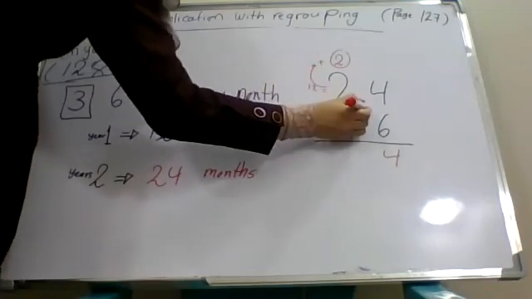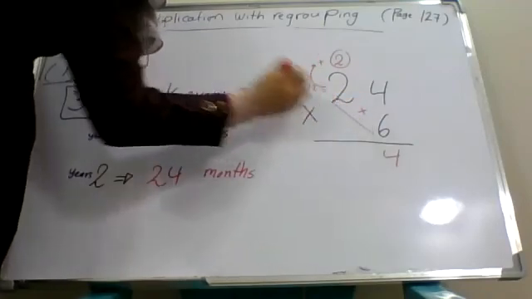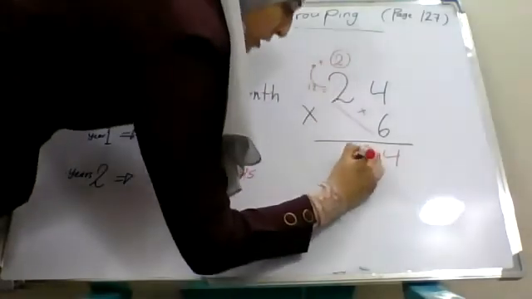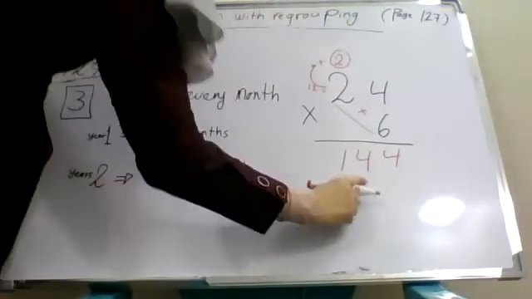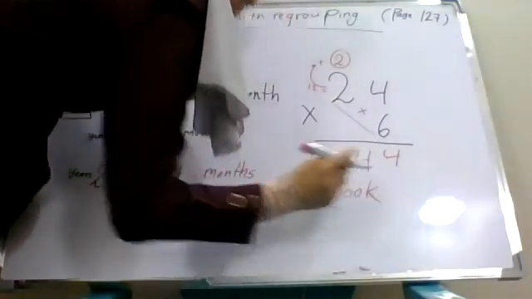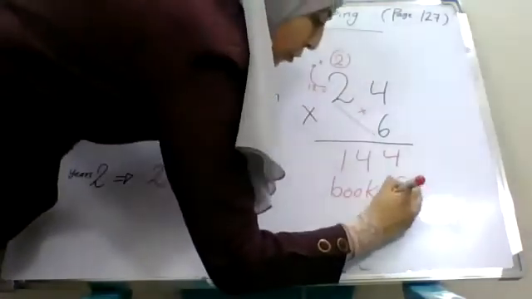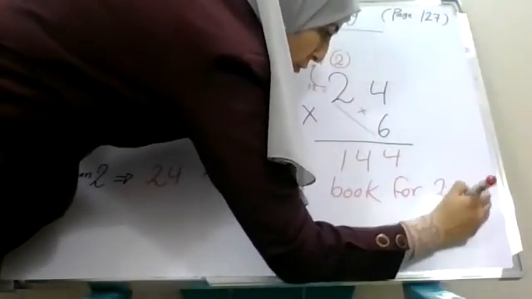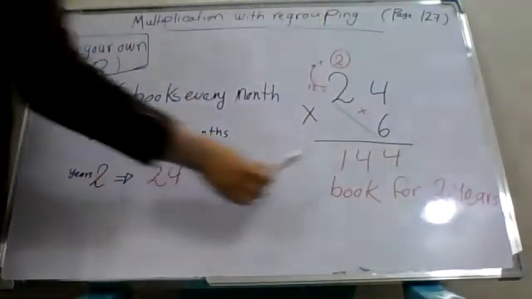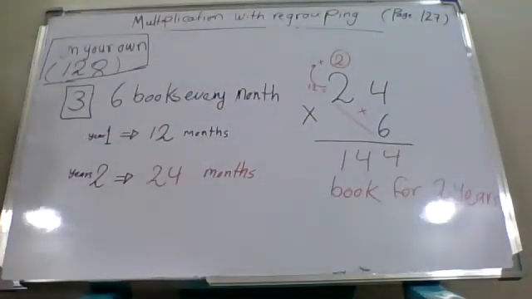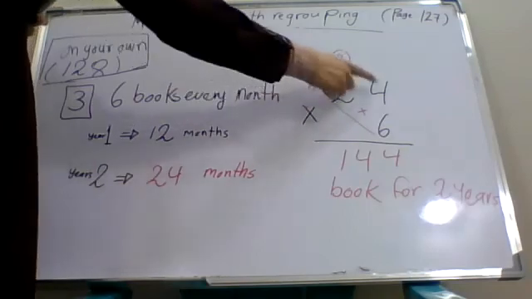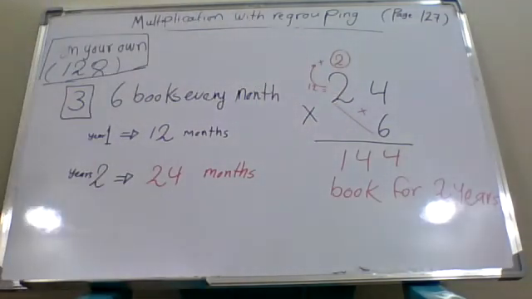When I multiply these together, then I add the answer to the number on top. We have 12 plus 2 equal 14. So it's 144 books for the 2 years. Okay, for 2 years. So she borrowed about 144 books for these 2 years, because we double the 1 year, which is 12, to 24 months. Okay.